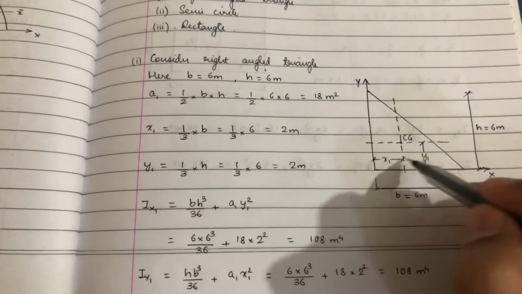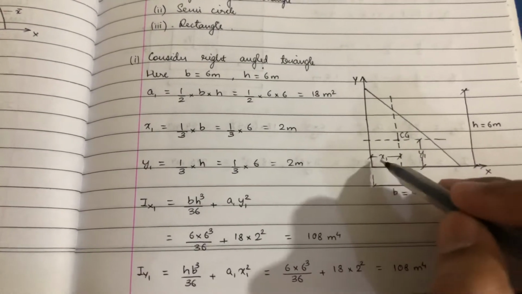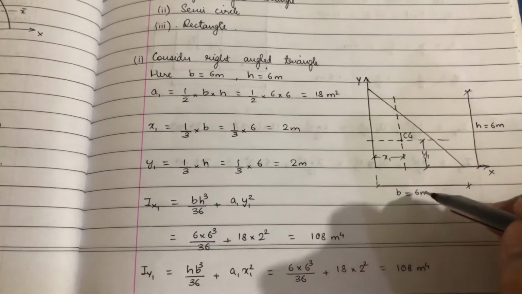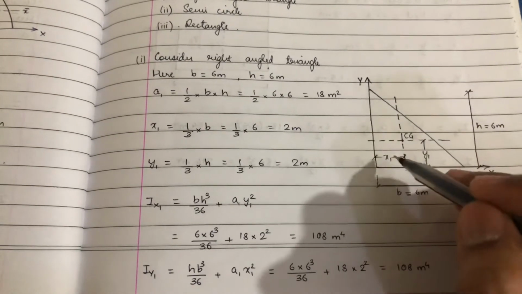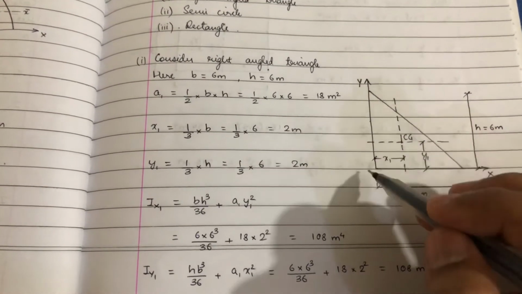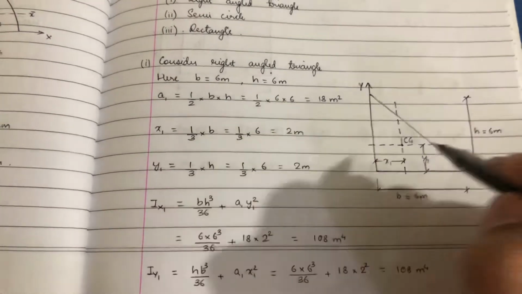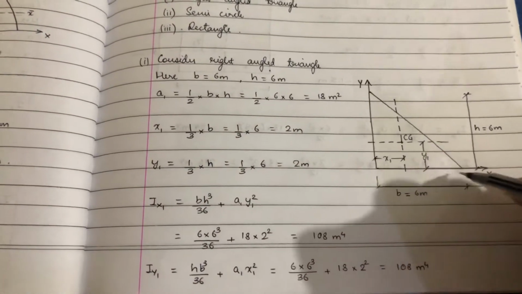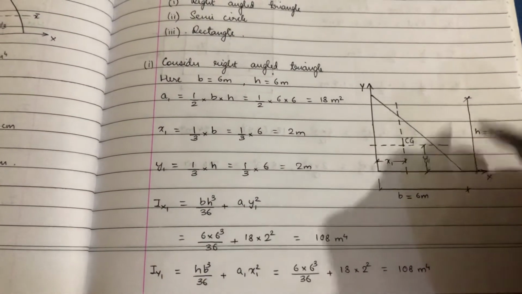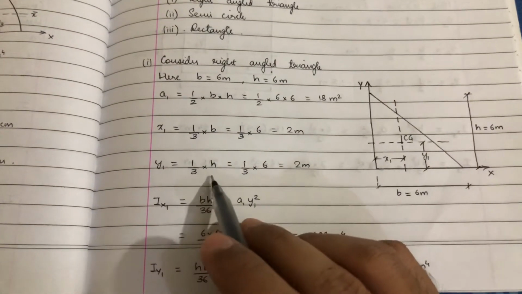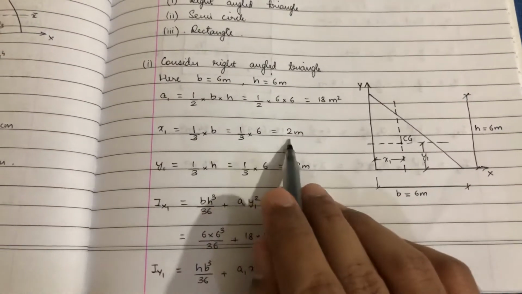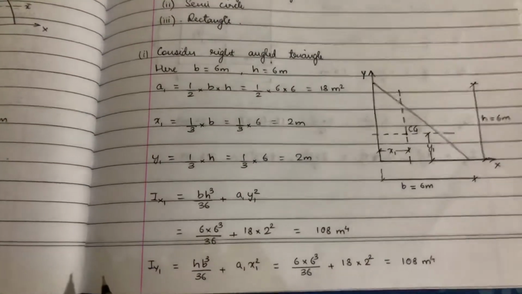X1 is this distance. So X1 will be 1/3 of B, because the CG will act at 1/3 of B from the height. And Y1 will also be 1/3 of B, sorry, 1/3 of H. So this Y1 is 1/3 of H. So X1 comes out to 2 and Y1 comes out to 2.